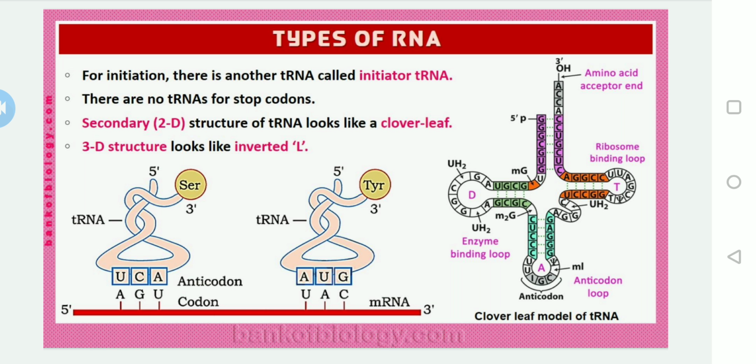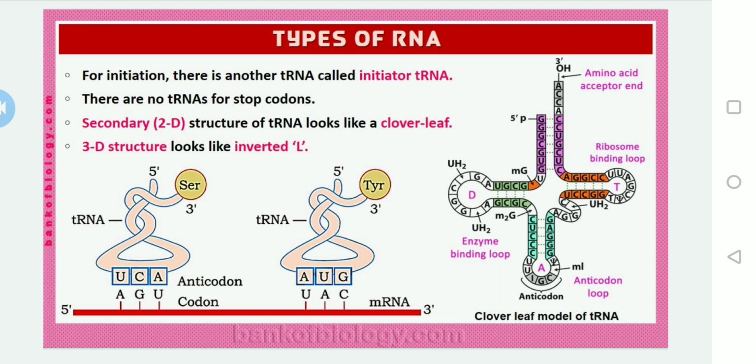And there is a DHU loop. I hope you can identify the DHU loop. This DHU loop is also called the dihydrouridine loop, containing the recognition site for the amino acid activating enzyme called aminoacyl synthetase. It is also called the amino acid acceptor end. Each tRNA binds with a specific amino acid. Hence, as there are 61 amino acid-coding codons, there are at least 61 types of tRNA.